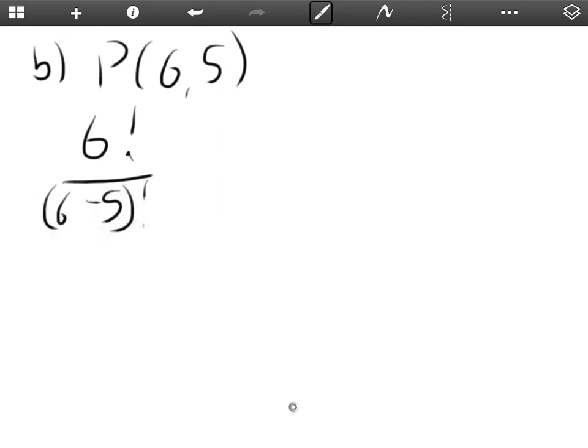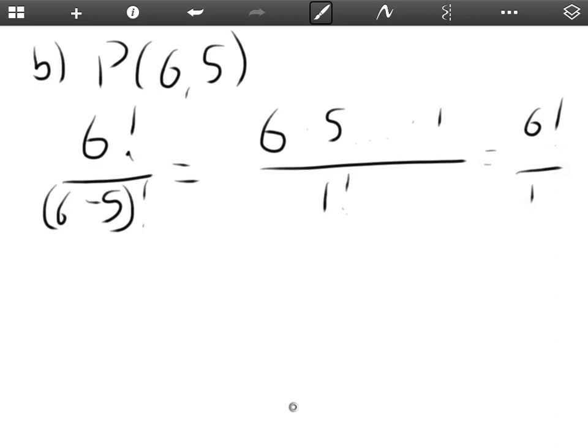right? And that's going to be 6 times 5, I'm not going to write it all out this time, times 1 all over 6 minus 5 is 1, so 1 factorial, right? And so you're just going to end up with 1 factorial is 1. 6 factorial over 1. So that's just 6 factorial. And 6 factorial is 6 times 5 times 4 times 3 times 2 times 1.